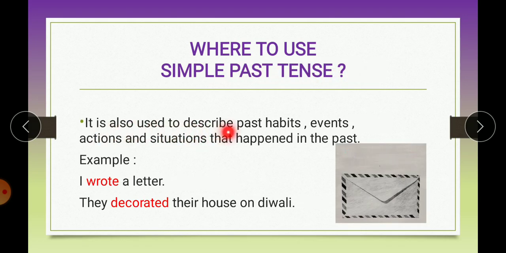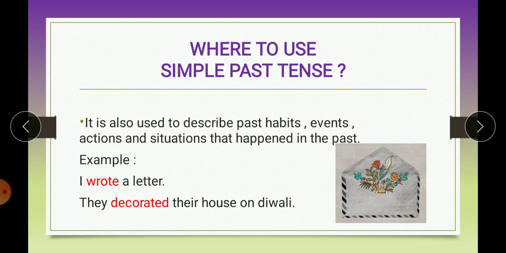It is also used to describe past habits. Past habits means जो काम आप पहले कभी करते थे और अब नहीं करते. So that is past habits. Like when I was small, I used to eat ice cream. तो जब मैं छोटी थी तब मैं आइसक्रीम खाती थी. That's a past habit.